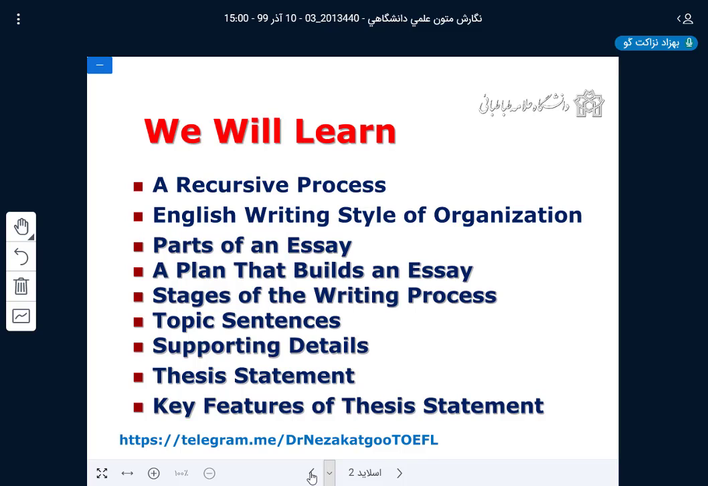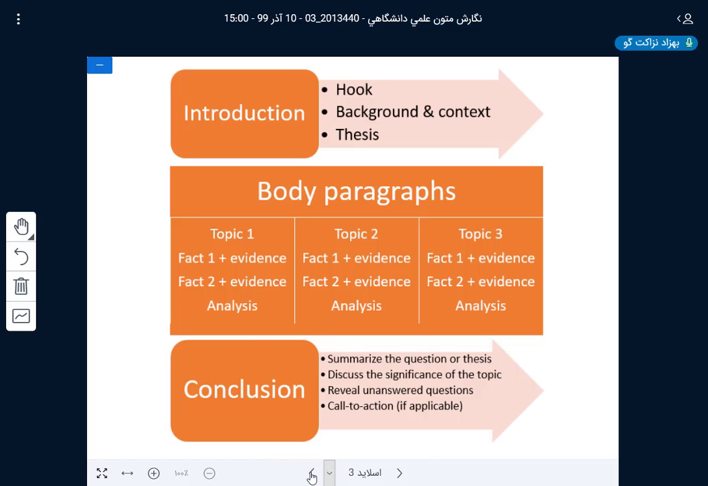Then we talked about the parts of an essay, and today we are just going to move on with a plan that builds an essay, or the stages of the writing process. We talk about the topic sentence, the supporting details, the thesis statement and many other things. But before moving to the essay, I will again call your attention to some of the slides we already had.